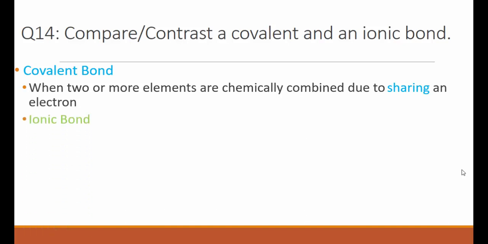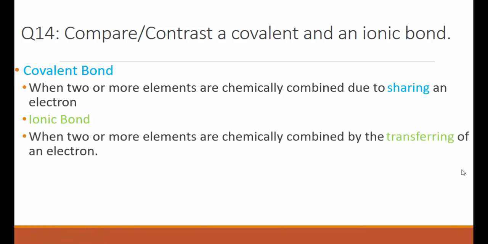In an ionic bond, there's no sharing. It's a transfer. So when two or more elements are chemically combined by the transferring of an electron.